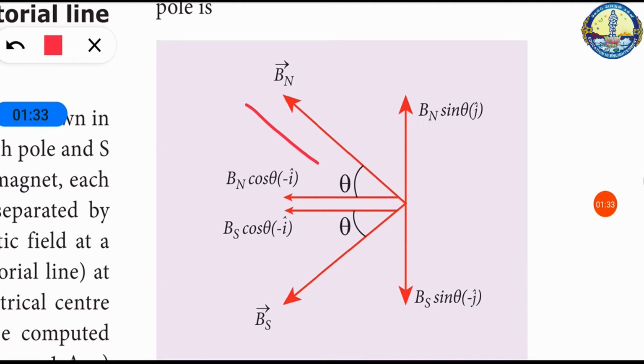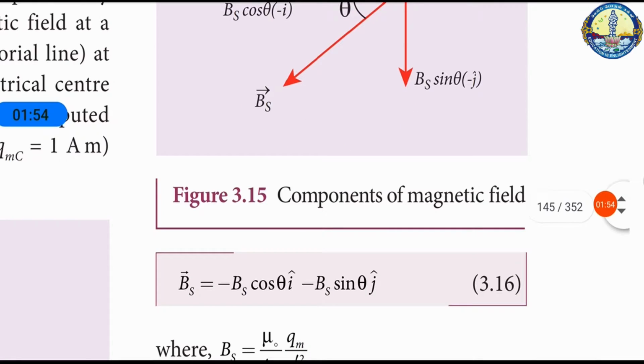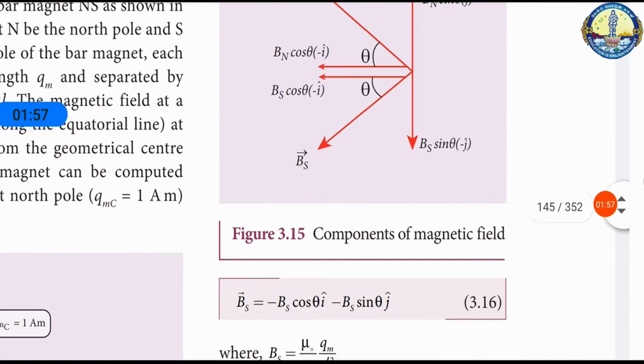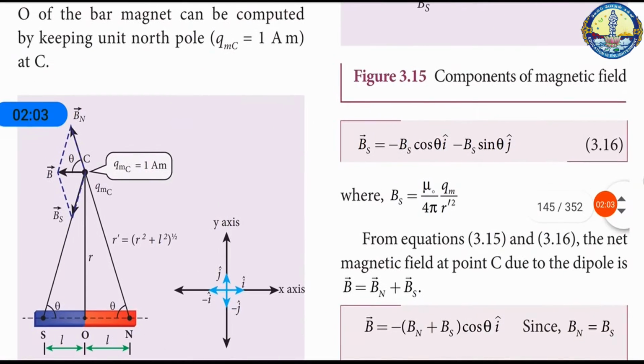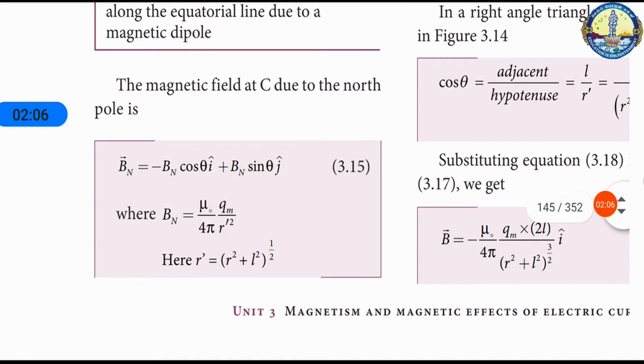The force of repulsion between the North Pole of the bar magnet and a unit North Pole at a point C is Bn vector, that is Bn is equal to minus Bn cos theta i plus Bn sin theta j. Similarly for south, Bs is equal to minus Bs cos theta i and minus Bs sin theta j. So mathematically, by Coulomb's law, the north pole force is equal to mu naught divided by 4 pi Qm divided by r dash square.